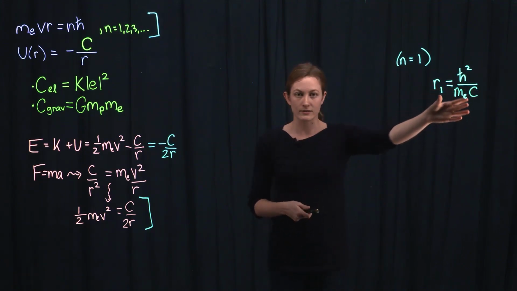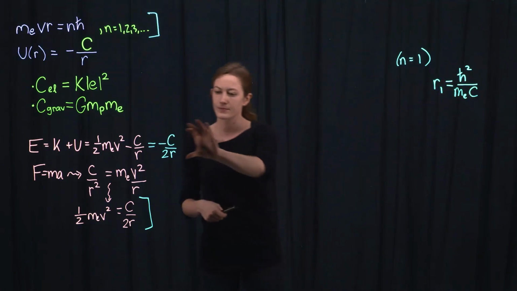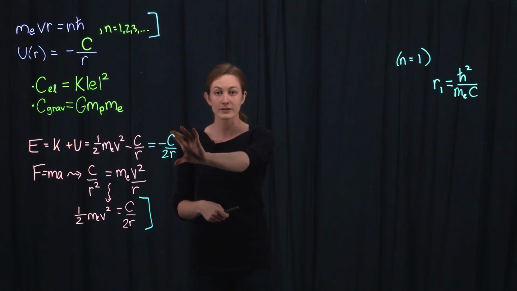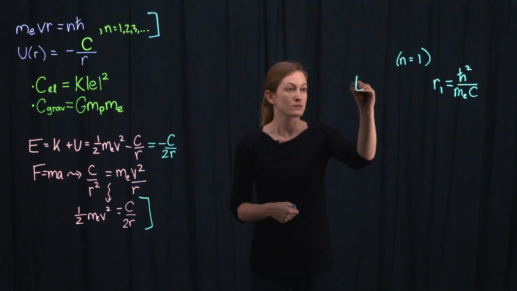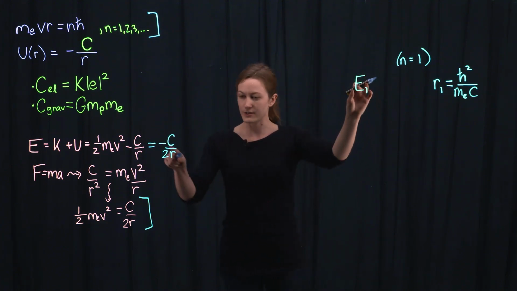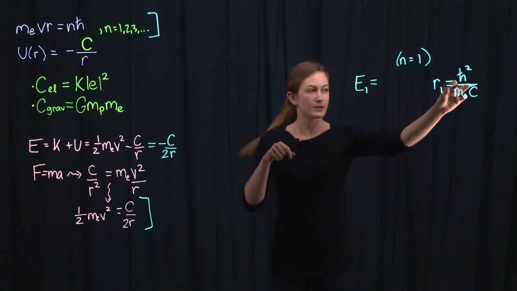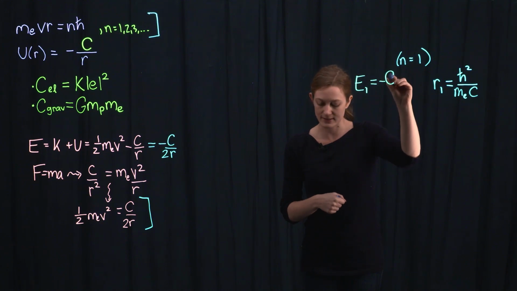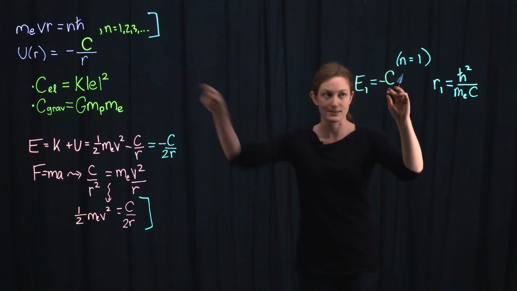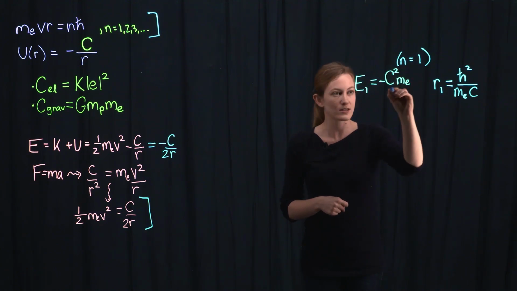So these radii are quantized. Plugging in to the energy, we can get the energy of the first Bohr orbit, which I'll call E1, the energy for the n equals 1 orbit. And just plugging this into here, what we'll find is this is minus the constant c. This is not the speed of light. This is our constant over here, times c squared times the mass of the electron over twice h bar squared.